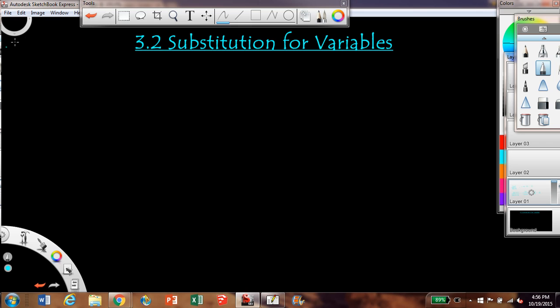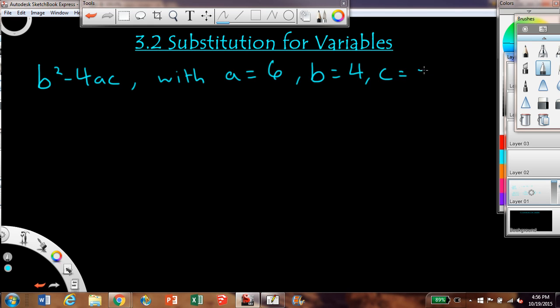Now sometimes you'll see things that have more than one variable. So let's do this one. We've got b squared minus 4ac with a equal to 6, b equal to 4, and c equal to negative 2. So again, nothing special. We just have to make sure that we're plugging in the right values for the right variables.